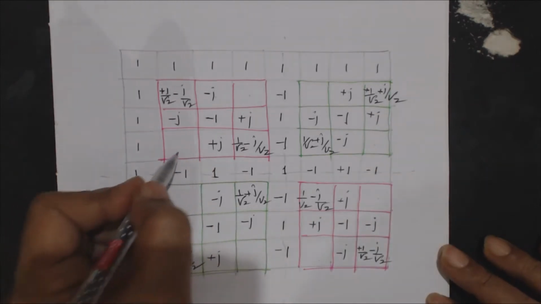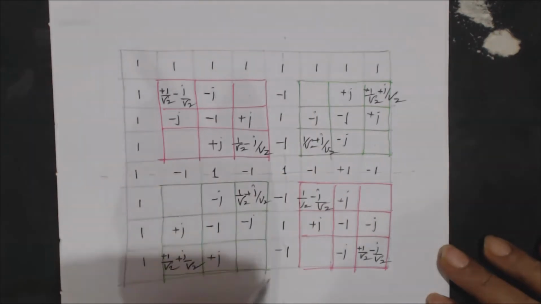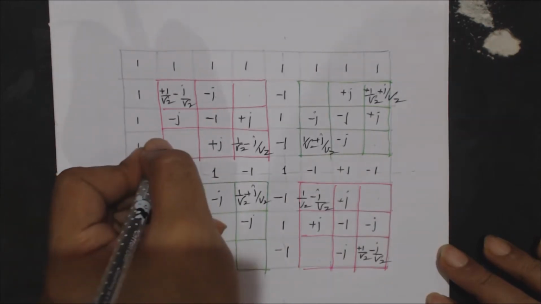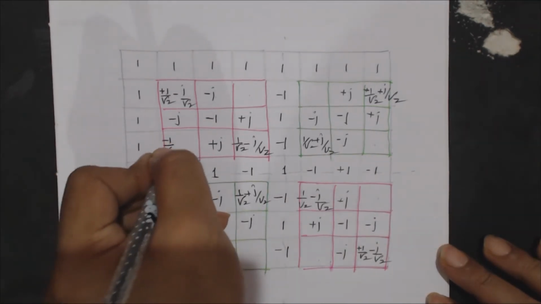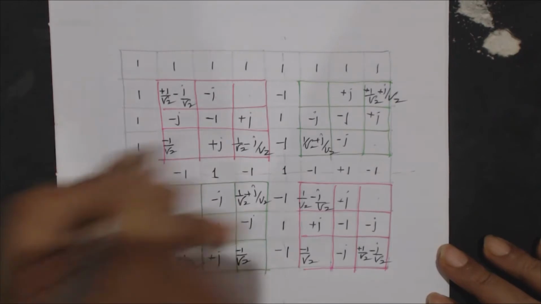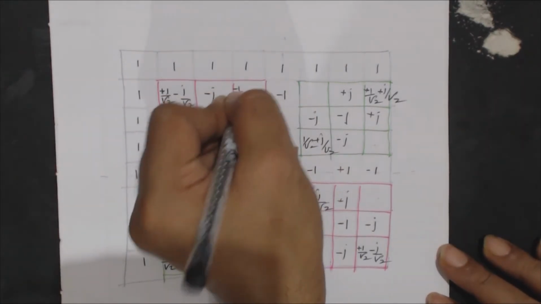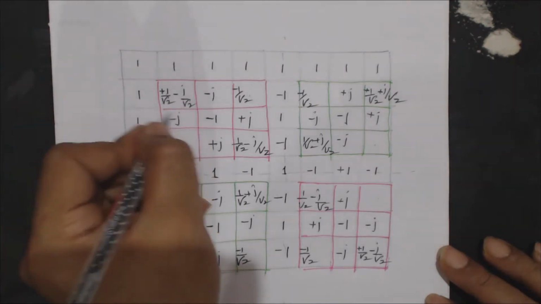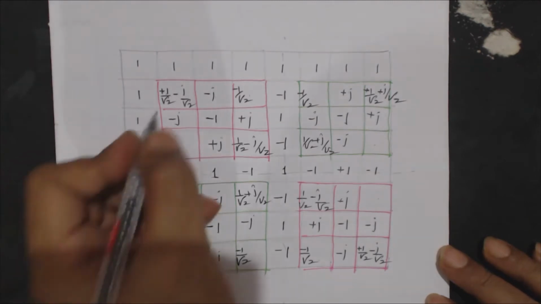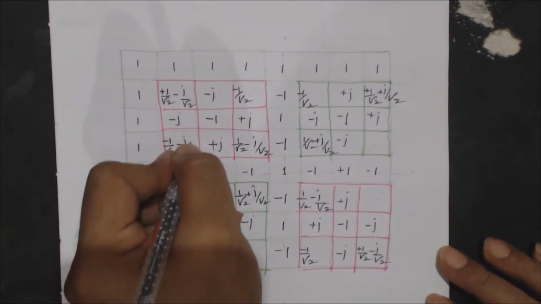Now let us fill up these inner corners. Always remember, these cells will be filled up in such a way that the real part will always be negative. Minus 1 by root 2, minus 1 by root 2, minus 1 by root 2, minus 1 by root 2, minus 1 by root 2. And the imaginary part will be the same as this one. For this one, if it is negative j by root 2, then this one will also be negative j by root 2.